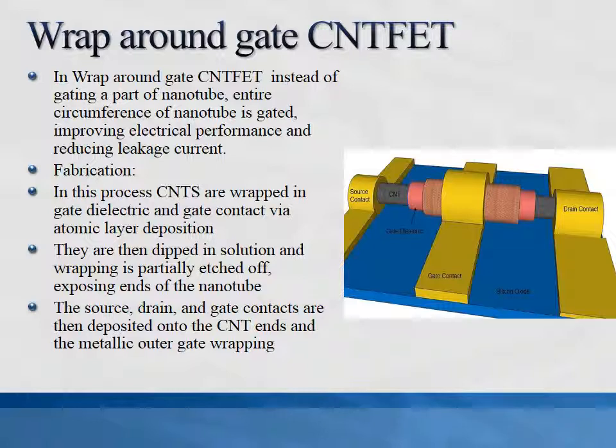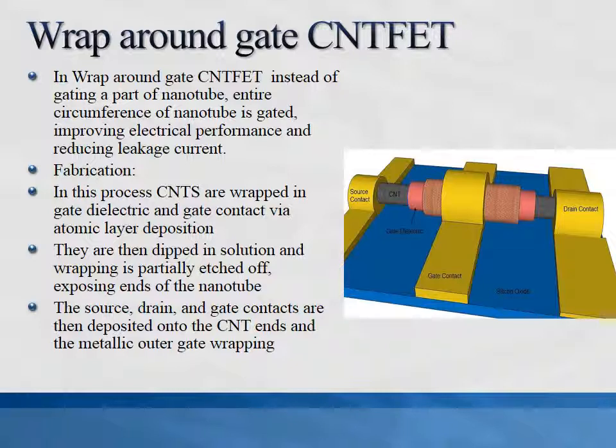The second type is a wraparound gate CNT FET. In wraparound gate, instead of gating a part of a nanotube, the entire circumference of the nanotube is gated, improving electrical performance and reducing leakage current. In general, a wraparound gate structure is expected to be the ideal geometry that maximizes electrostatic gate control in FETs. The fabrication steps are as below.